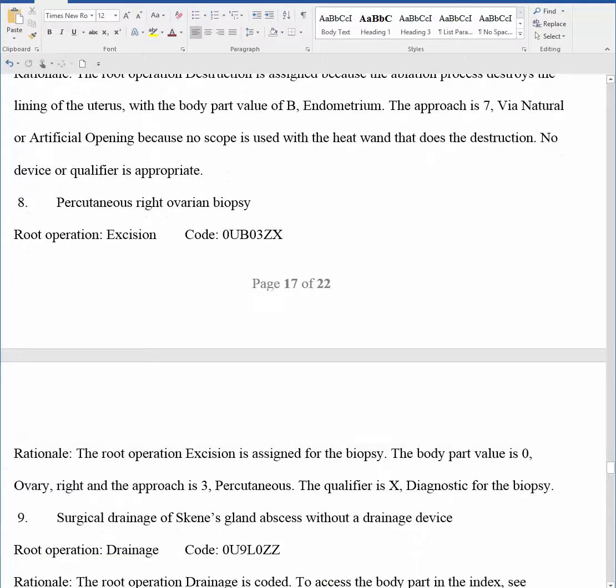Number 8 is a percutaneous right ovarian biopsy. That word biopsy, right off, means diagnostic. We know that our final character value is going to be an X as long as it's available to us at the table. It also means that only part of the tissue is removed, in this case from the ovary. So the root operation is excision. Also, in this case, it tells us the surgical approach was percutaneous. We're going to index excision, then ovary, then right. We finally end up at 0UB03ZX.